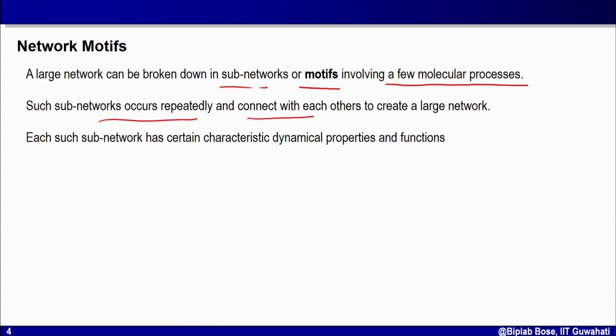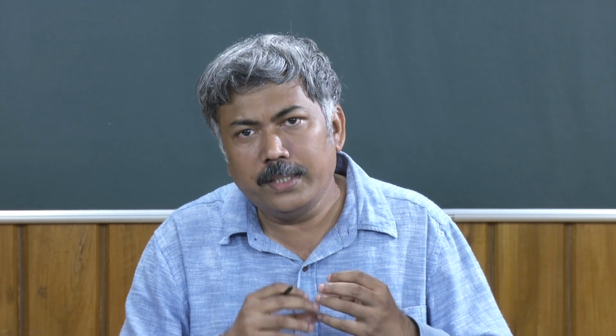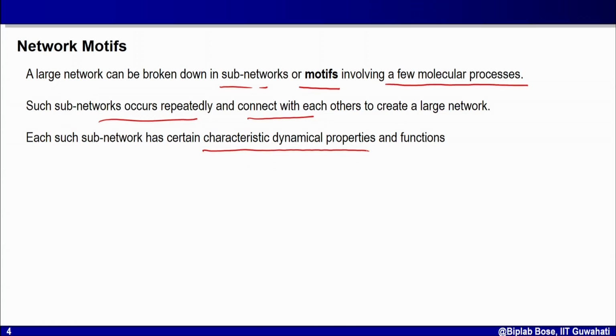If I can break down a large network into small repeating subunits, then I'll look into whether these subunits, or network motifs, have specific characteristic dynamical properties or functions. If I can identify a handful of network motifs involving a handful of molecules and processes, and each of them has a particular dynamical characteristic and function, then I am in an advantageous position. I can study and model them separately, and then connect them together to create a large model of the real network.